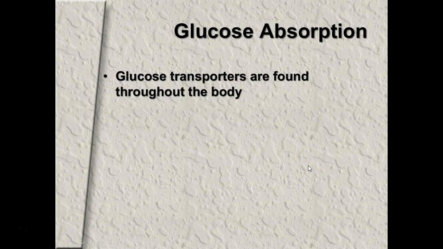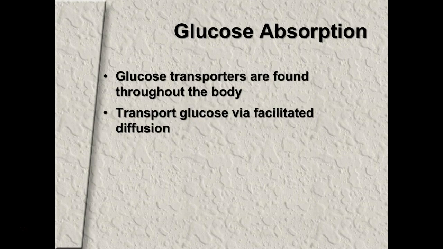Because glucose is the energy source for all of our cells, we are going to find glucose transporters throughout the body. We have different transporters in different parts of the body, and we're going to talk about that in the next couple of minutes. In most cases, glucose is going to be transported through the process of facilitated diffusion. If you remember from when we talked about facilitated diffusion, glucose is a polar molecule, so it's going to need some kind of help to get across the membrane, and in most cases it's going to go from an area of high concentration to an area of low concentration, which is what facilitated diffusion is.